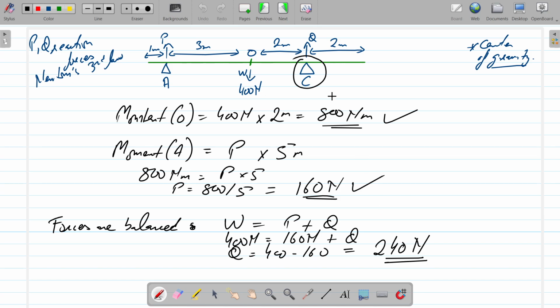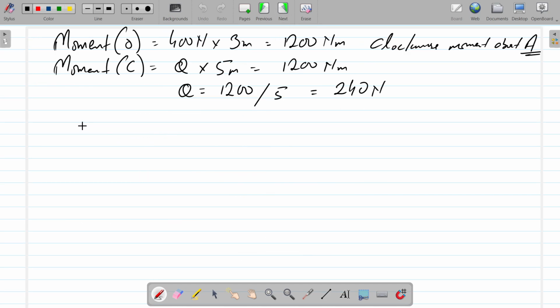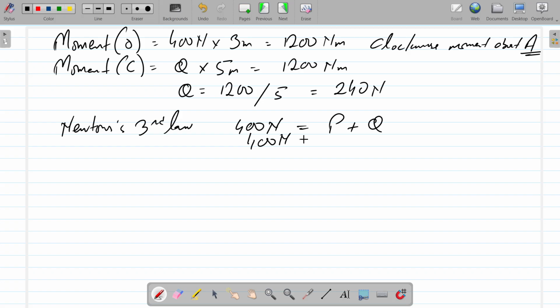And so yes, applying Newton's third law, since the body is in equilibrium, the downward force is 400 newtons, so the total upward force, which is P plus Q, should be 400 as well. 400 newtons equals P plus 240. P equals 400 minus 240, which is what we know to be 160 newtons. Did you get the exact same values?